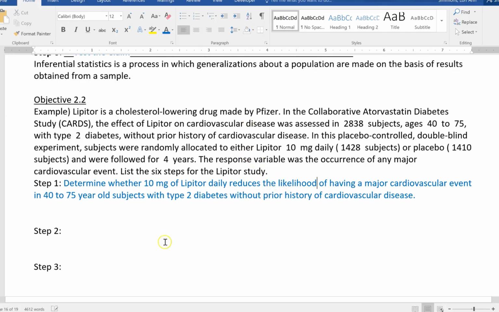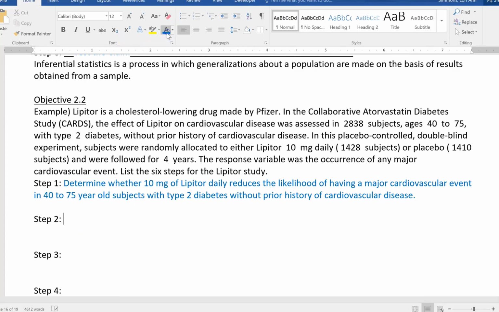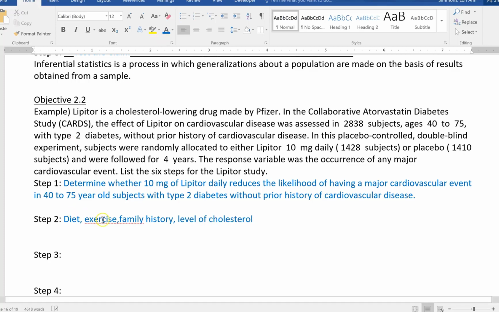Step 2, determine the factors that affect the response variable. So what's going to affect the occurrence of a major cardiovascular event? Your diet, exercise, family history, level of cholesterol. That's just a few. The list can go on.